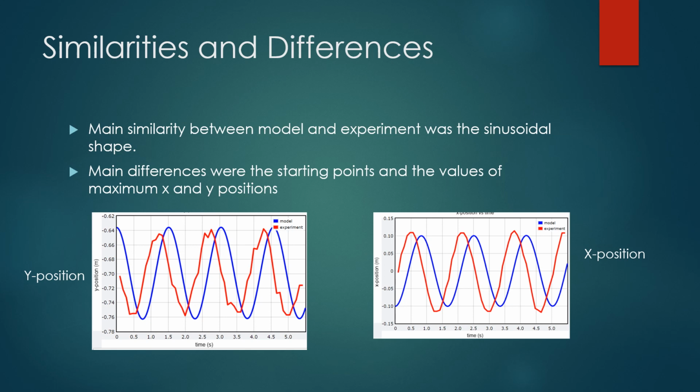The main similarity between the model and my data was the sinusoidal shape. Both graphs accurately show the effects of springs on an object's motion. The main differences were the starting points and the maximum points of the graphs. In the x position, the experimental data reached further positive and negative positions than the model. In the y position, not only did the model start from negative 0.64 meters, while experiment data started from negative 0.723 meters, but the model reached further positive and negative positions than the experiment.